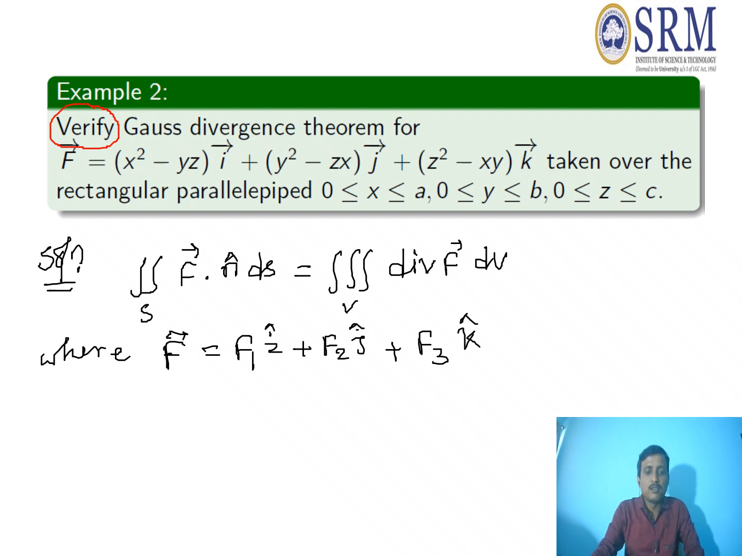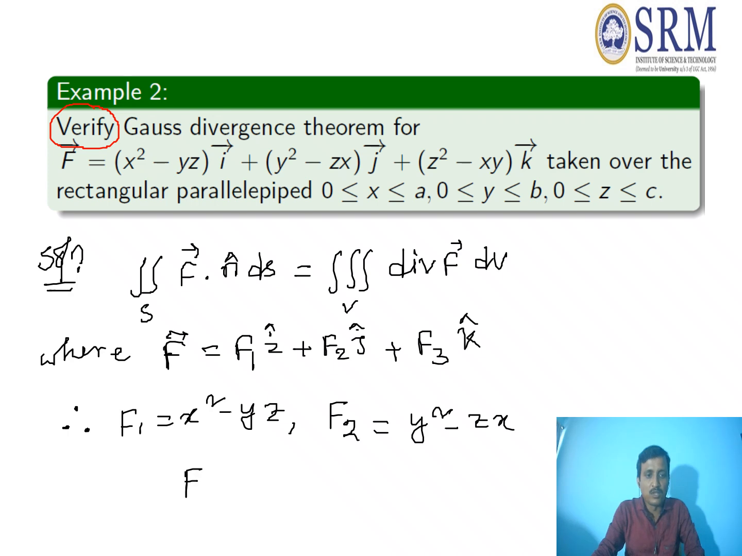If you compare this F expression with the expression given in the question, then we are getting F1 equal to x square minus yz, and F2 equal to y square minus zx. It is given in the question, we are just comparing it. And F3 we are getting as z square minus xy. In the RHS, in the volume integration, the divergence of F also you have to calculate.